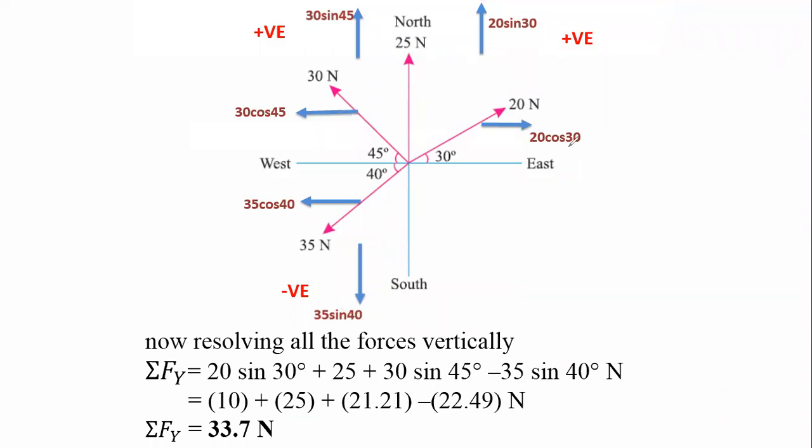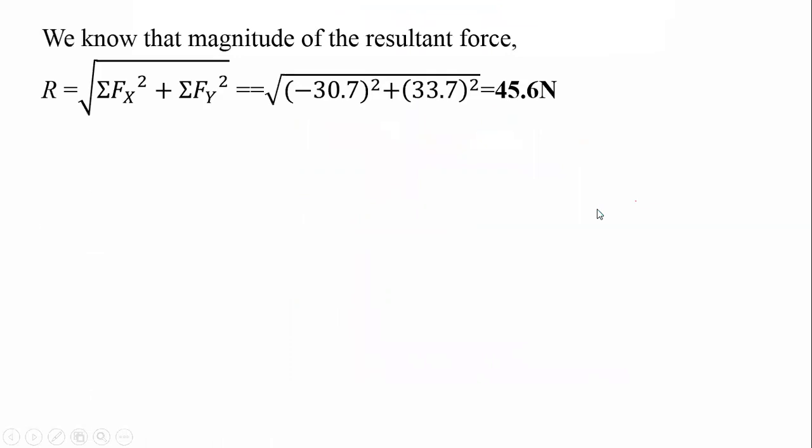Okay, once we have calculated all these values, the next step is to find the resultant. As we know, the formula of the resultant is the square root of summation Fx squared plus summation Fy squared. Summation Fx is minus 30.7 squared and summation Fy is 33.7 squared. Now let us calculate this also.